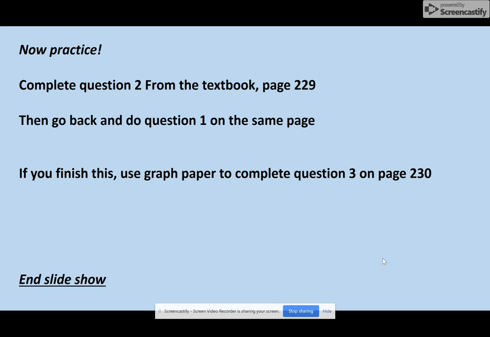All right, now practice from the textbook as it says on the screen.